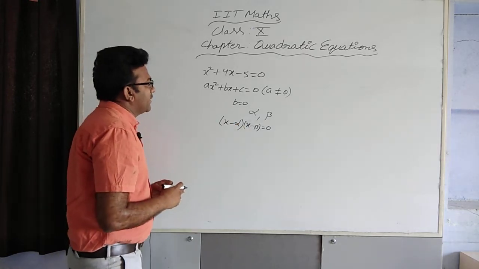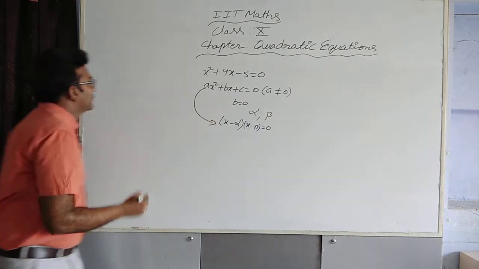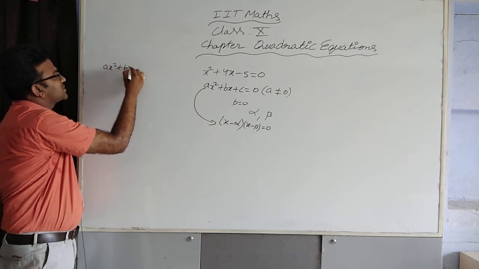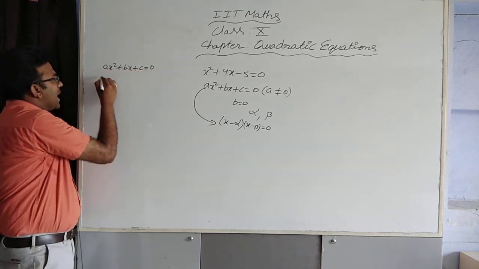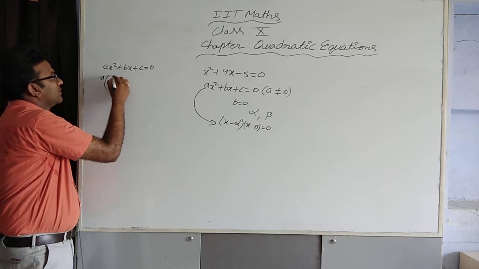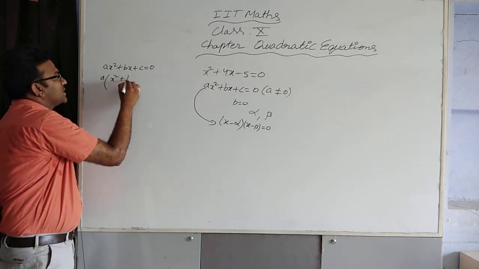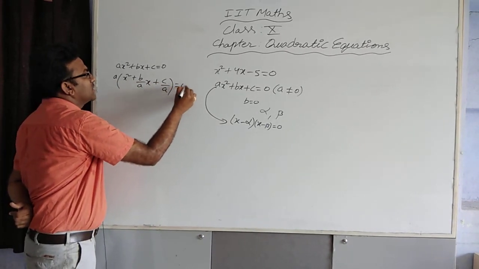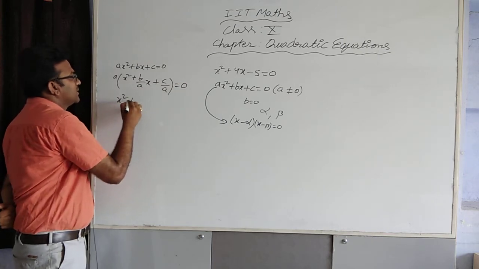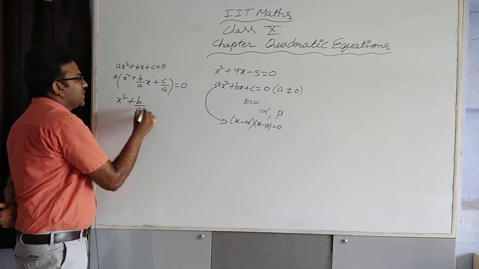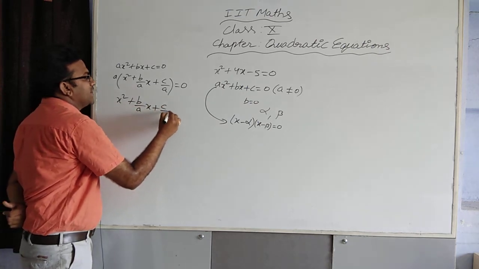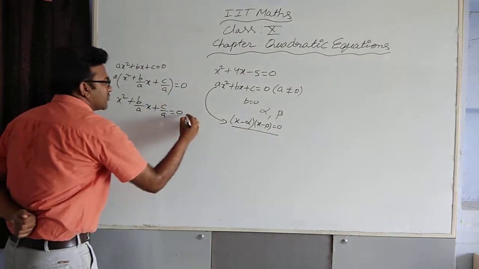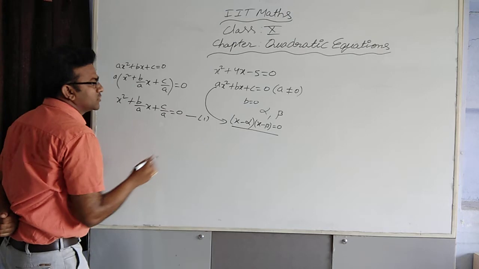Now I want to compare these two. First, I take ax square plus bx plus c equal to 0. I take a common here. Then I get x square plus b by a into x plus c by a equal to 0. Consider this one as equation 1.